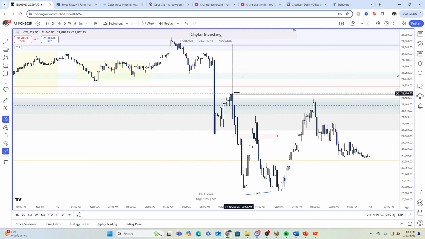On the 5-minute, this is the previous week low. So at this point, when we have this NFP move, we still need to take out this previous week low. So I'm still looking for shorts till we get there. That's my draw on liquidity.